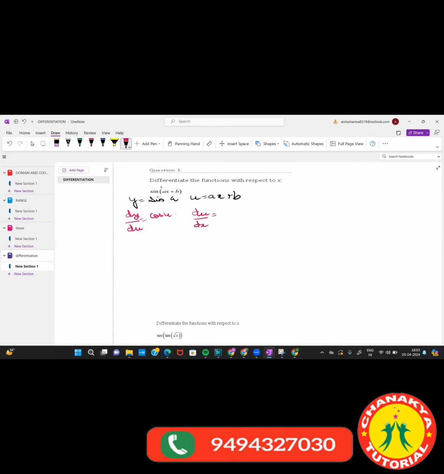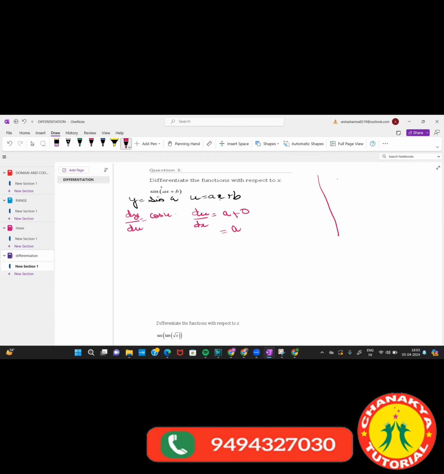Ax plus b. Ma'am, 1 plus... Beta, it will be a, na? Yeah, because the differentiation of x is 1 times a, and the differentiation of b is 0. So it will be 1a only.